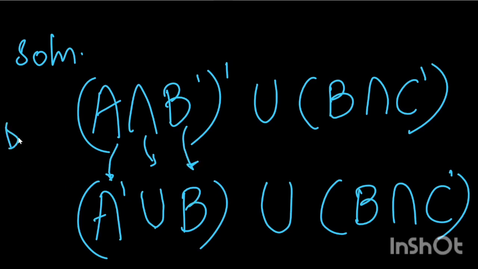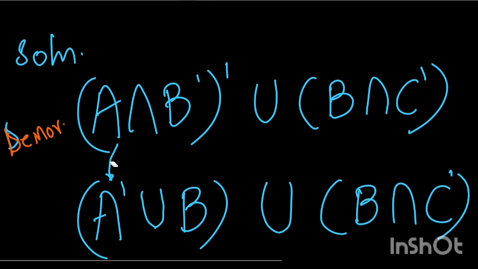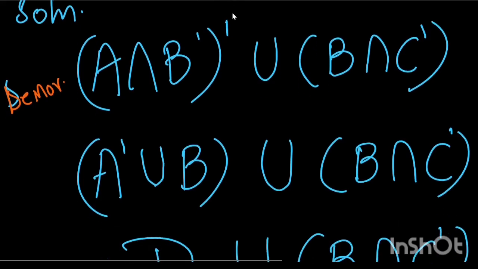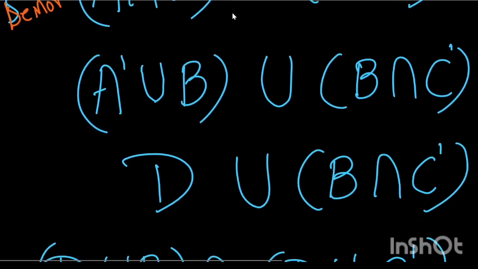So using De Morgan's law, this is this. Okay. Now this is same. Okay. Now in the next step, let's say this is D. Okay. Let's say this set is D. So D union B intersection C dash, we must recall which result.